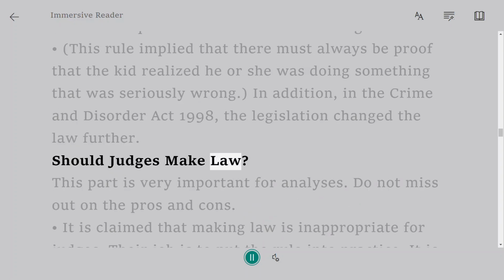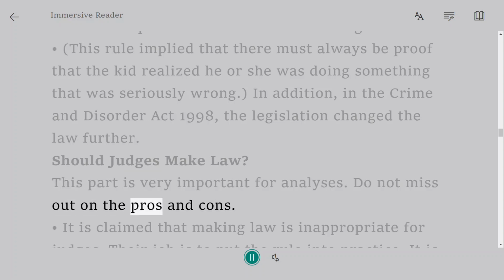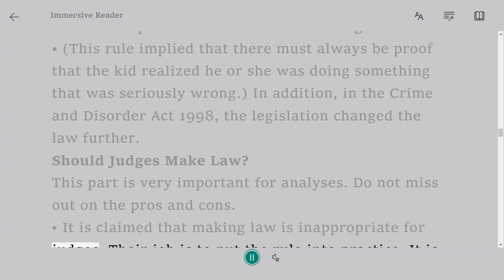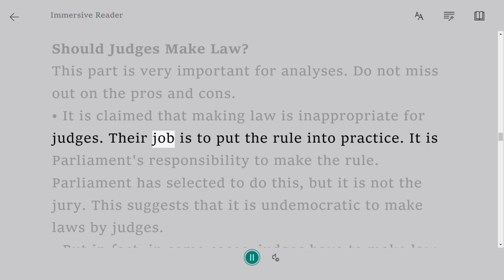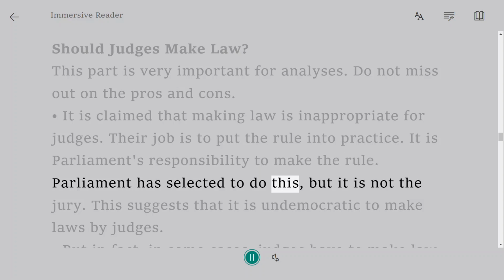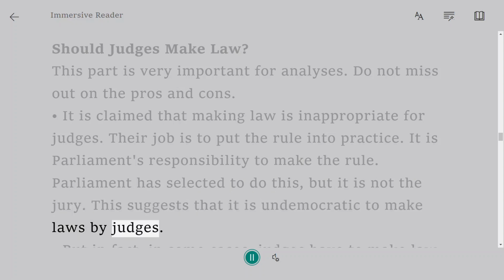Should judges make law? This part is very important for analyses. Do not miss out on the pros and cons. It is claimed that making law is inappropriate for judges. Their job is to put the rule into practice. It is Parliament's responsibility to make the rule. Parliament has been elected to do this, but the judges have not. This suggests that it is undemocratic for judges to make laws.